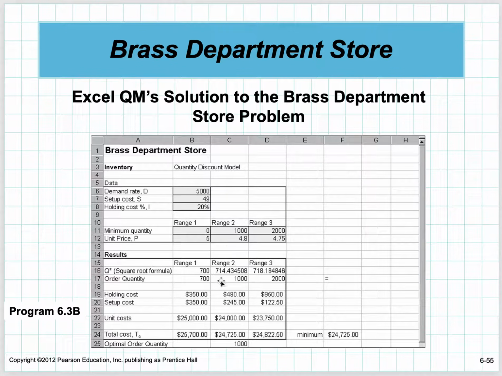But basically, we come here, and it tells you where the minimum is. Now, it gives you this answer. This is why I want answers in a text box. I want you to highlight this in yellow, create a text box out here and say, blah, blah, blah. The answer is 24,725. We're going to order 1,000 at the price of 4.8.